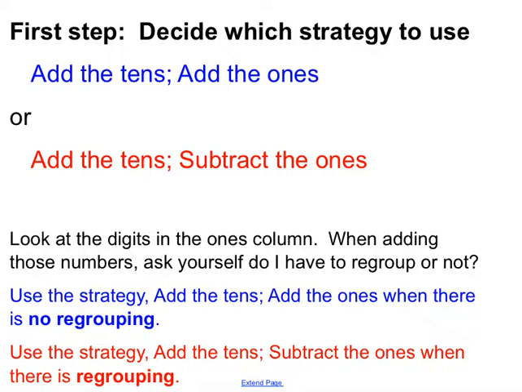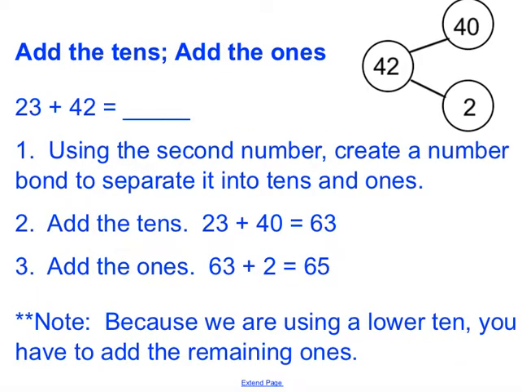If there is no regrouping, for example, the digits in the ones are 4 plus 3, which equals 7, there's no regrouping, so you would use the strategy add the tens, add the ones. However, if the two digits in the ones columns were 5 plus 8, which equals 13, that does require regrouping. So you would use the strategy add the tens, subtract the ones. In the next two slides, I will break down how to use each strategy.